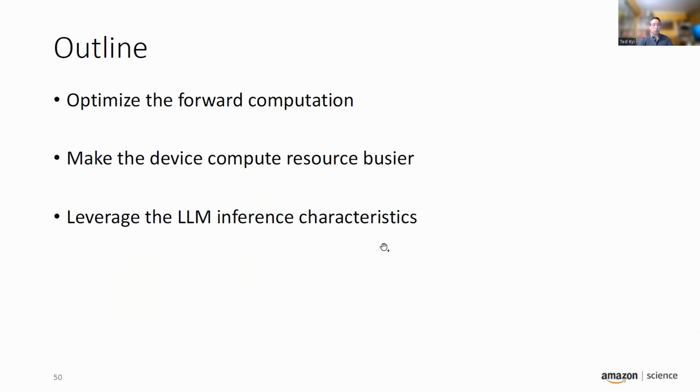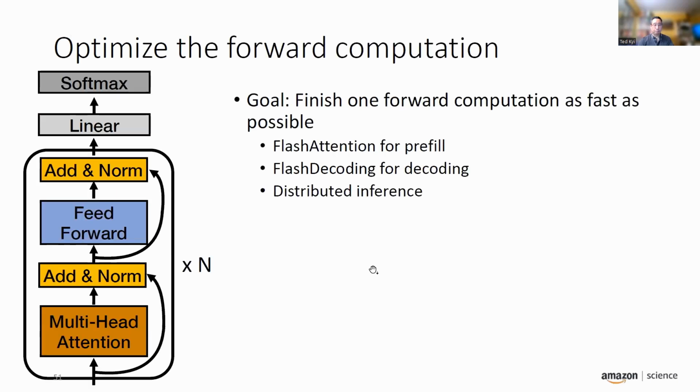All right. So if we get through everything, what we're going to talk about is optimizing the forward computation, making the device, I'll say GPU, although it could be a TPU, it could be Amazon's Inferentia hardware, or anybody else's special hardware, Jetson, whatever you name it. And then another subsection on leveraging the LLM inference characteristics.